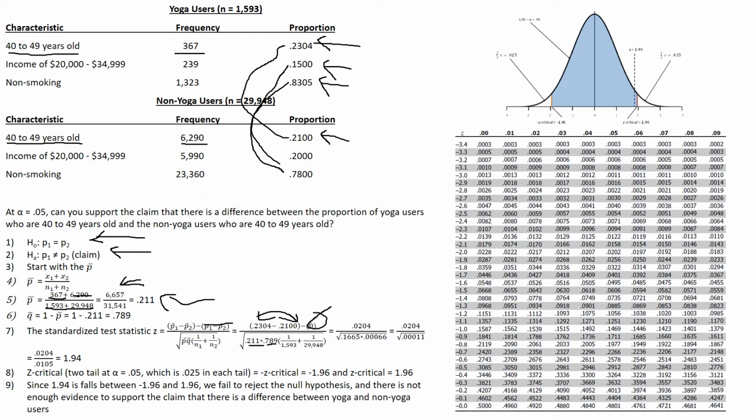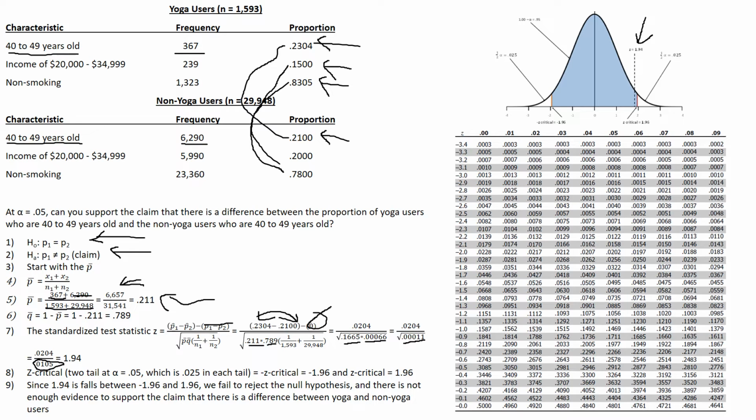Very, very tiny numbers. 0.211 times 0.789 is 0.1665. 1 over 1,593 plus 1 over 29,948 ends up being 0.00066. Multiply all that out, get 0.00011. The square root of that is 0.0105. So 0.0204 over 0.0105 is 1.94. And when I put it on the bell curve here, I got 1.94.